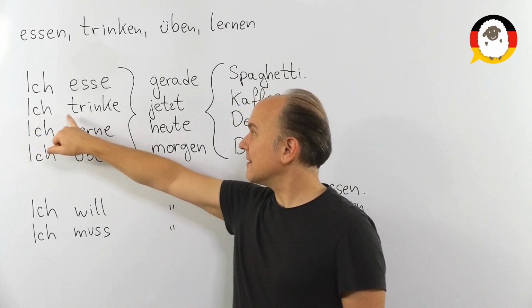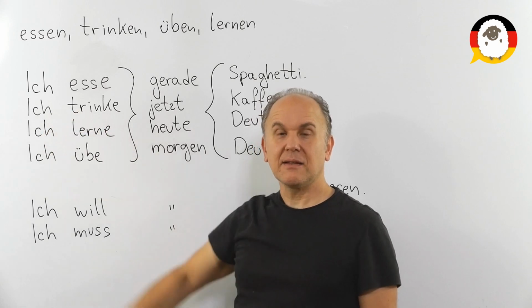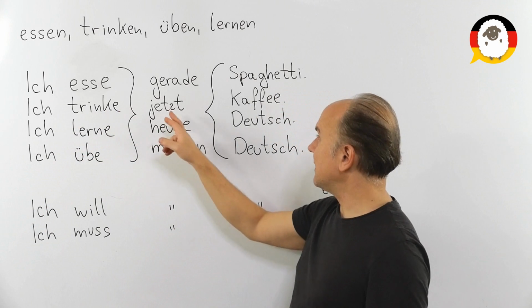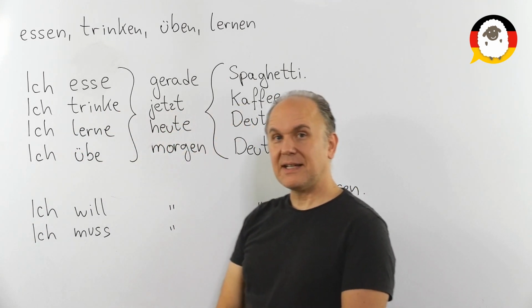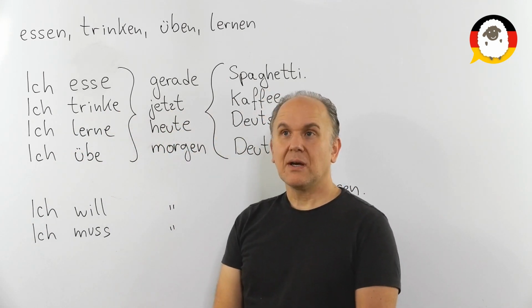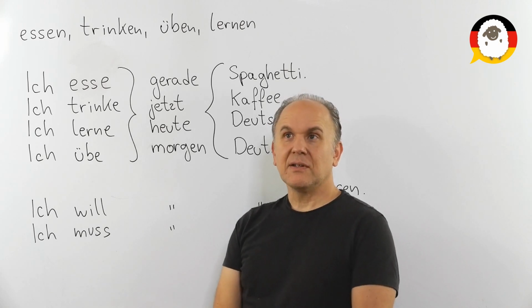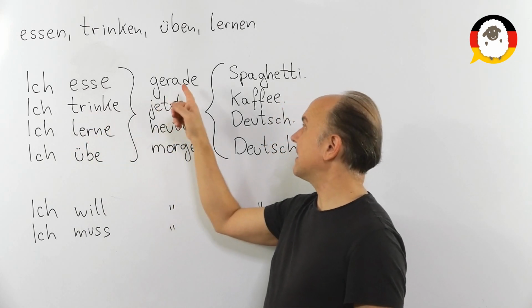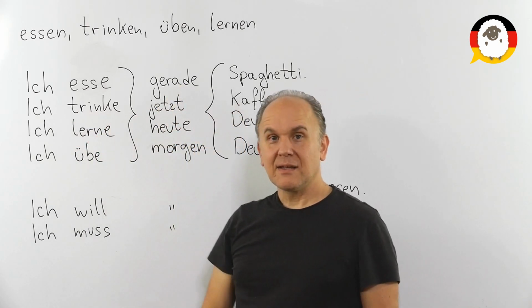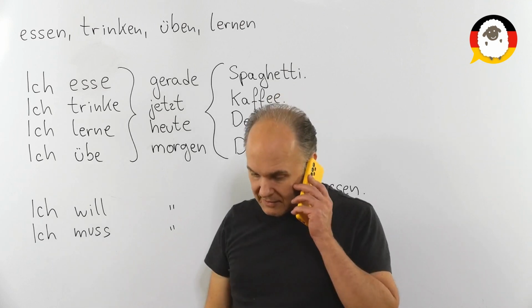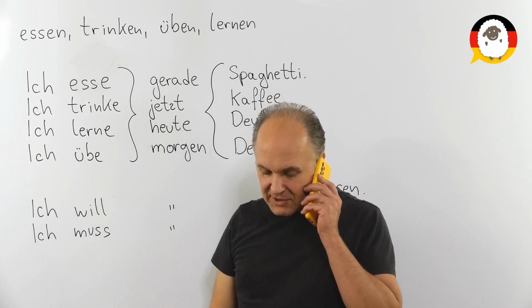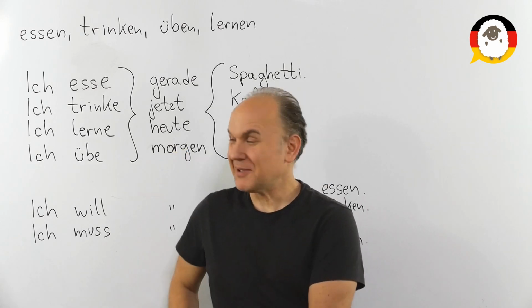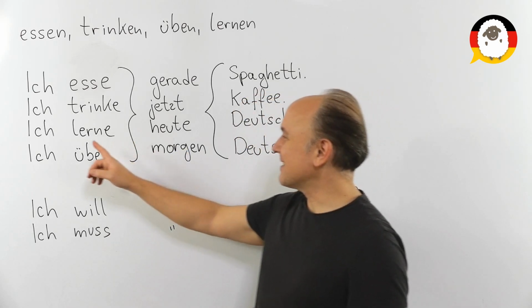The next one is trinken. Ich trinke. I'm drinking or I drink. Ich trinke jetzt Kaffee. Jetzt means now. So I'll have a coffee now. I drink coffee now. Right? Ich trinke gerade Kaffee. Okay, so I'm having a coffee at the moment. Very bad example.